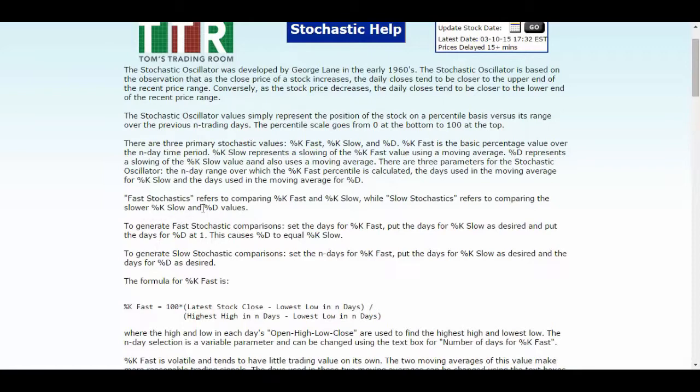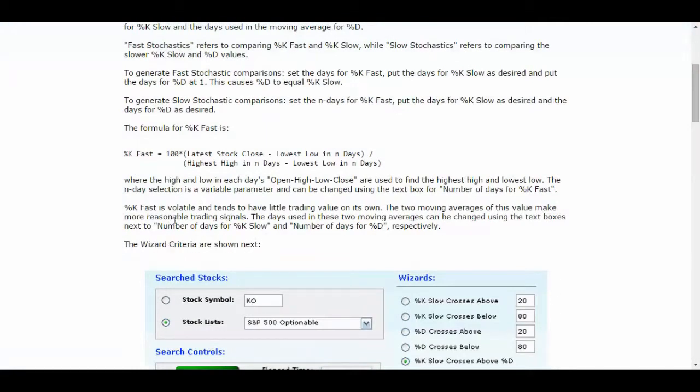The fast stochastics line, as you see down here, is referred to as being too volatile, and it tends to have little or no trading value on its own. So we smooth that out, or slow that percentage K fast line down, with the percentage K slow line, and it uses a moving average, as does the percentage D line. It's a slowing of the percentage K slow line, and it also uses a moving average.